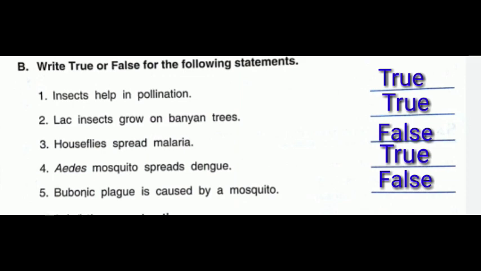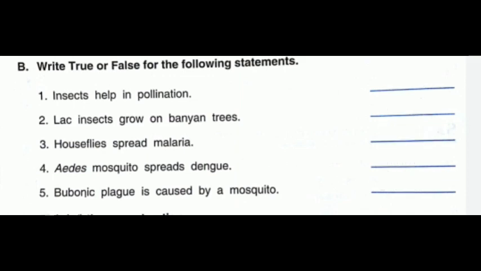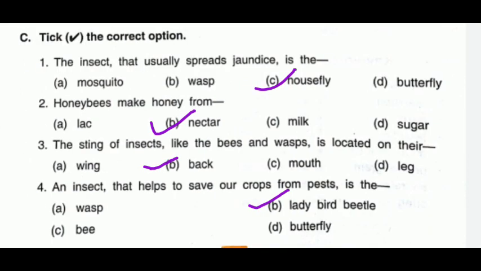Fifth, bubonic plague is caused by a mosquito. So we know that bubonic plague is caused by a flea. So that's false. Okay, now moving on with tick the correct option. The first is the insect that usually spreads jaundice is the sea housefly. Now second is honeybees make honey from bee nectar.